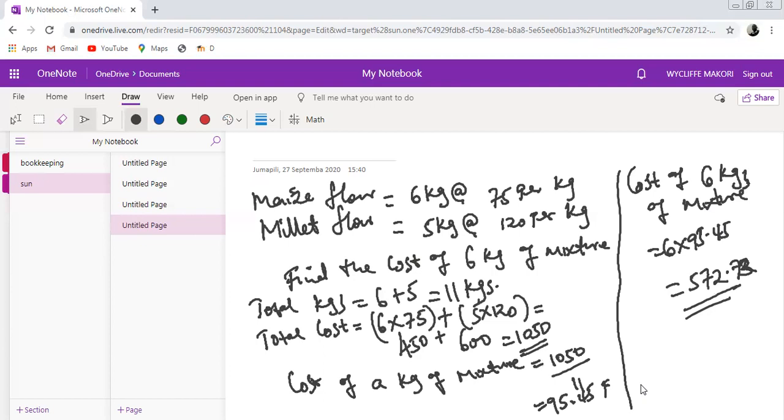That is how we do mixture. It is done as simple as that. Get the total quantity, get the total cost. Then you divide the two, you get the cost of a kg of the mixture, and then from there you can answer any question.